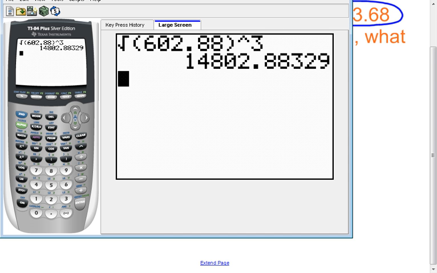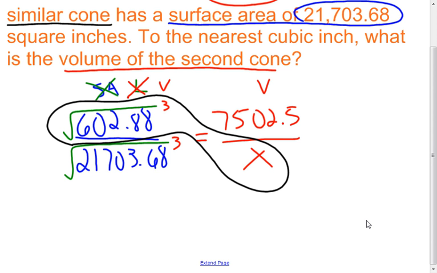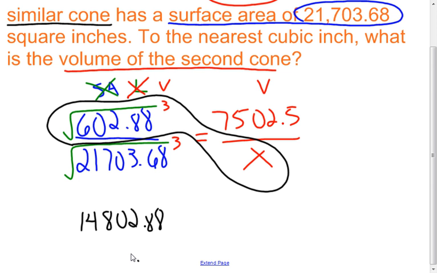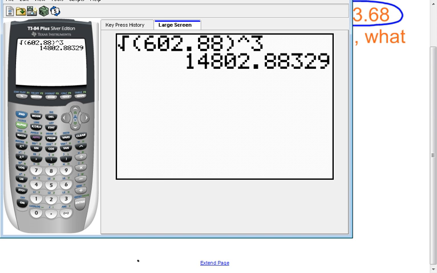So after I do that, I'm left with 14,802.88 approximately. So I'm going to write that down so I can remember it. 14,802.88. I believe that's what it was. Let me double check. Correct. Good deal. Times x. Now equals, and now I have to do this. So I have that 21,703.68 and also the 7,502.5. Add those two numbers, and I have to multiply that.